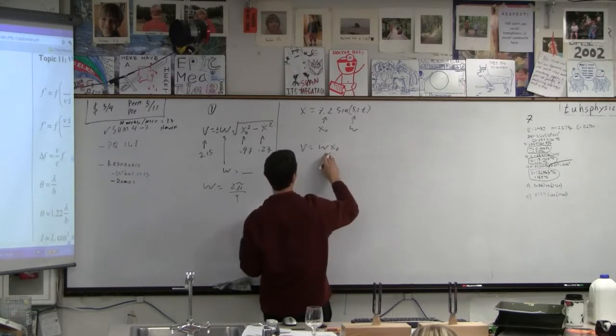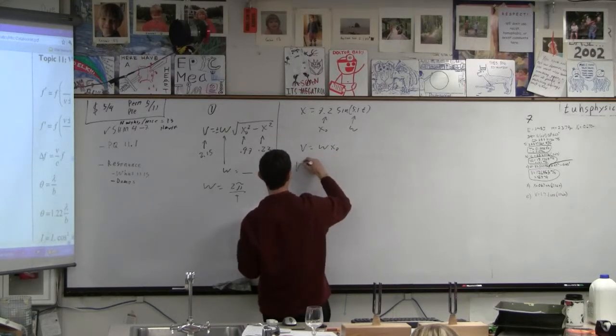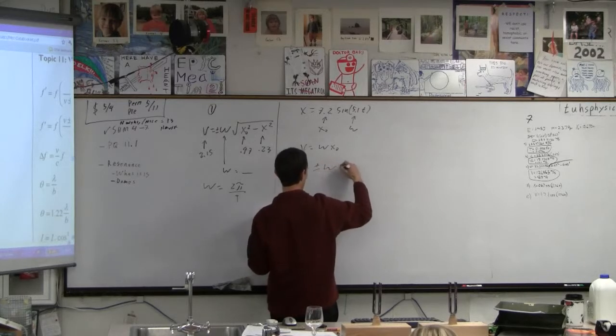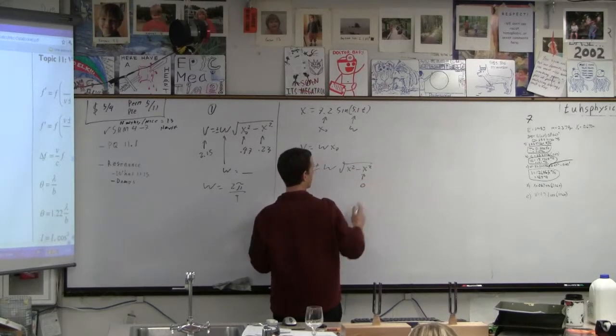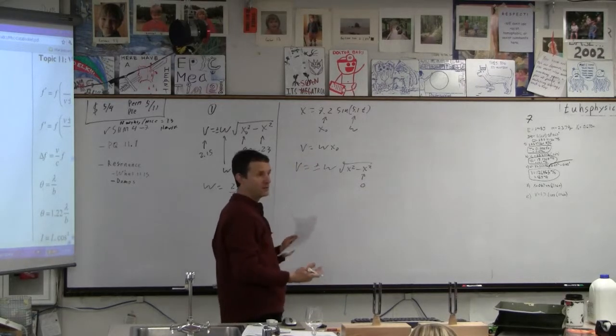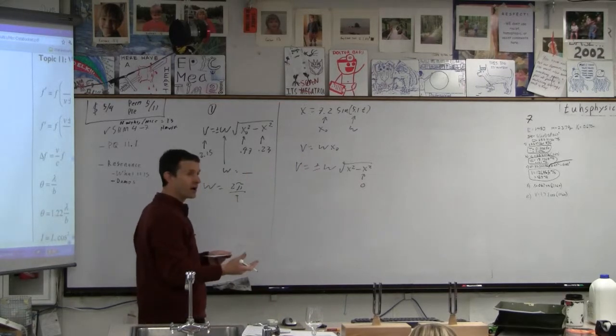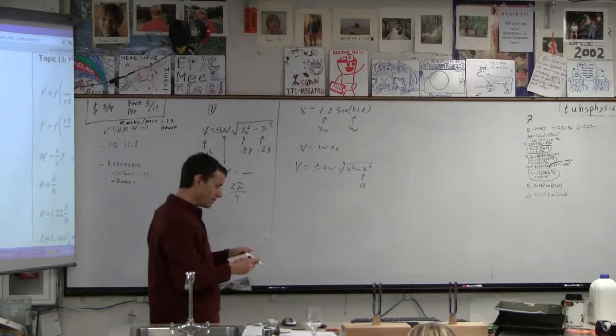Now that formula is not in the data packet. You have to get it from v is plus or minus omega square root of x naught squared minus x squared, right? But that term is 0 at maximum velocity, right? So there it is. Either memorize that or there we have it, right?